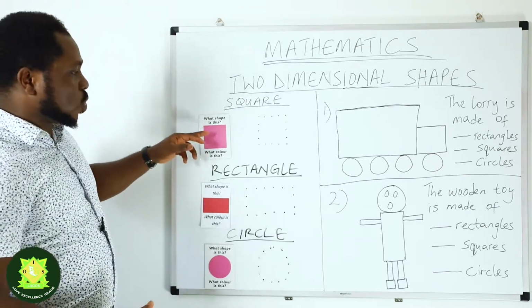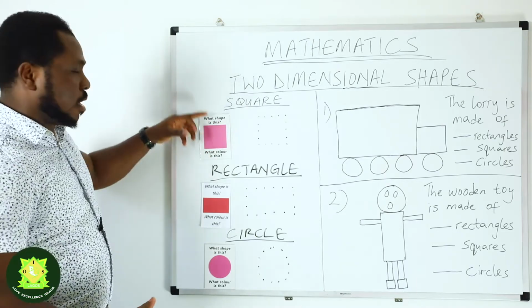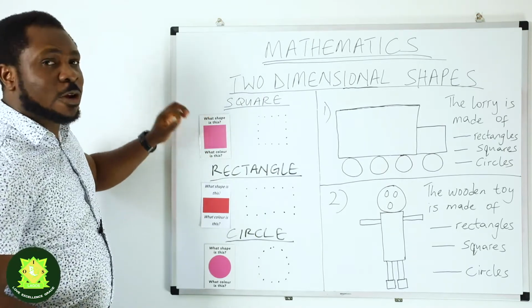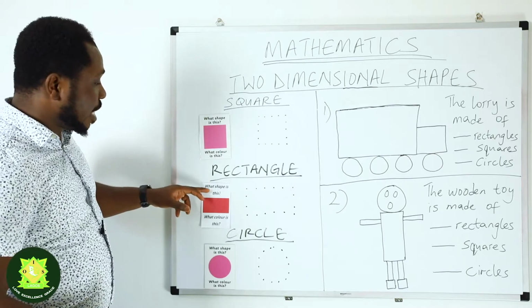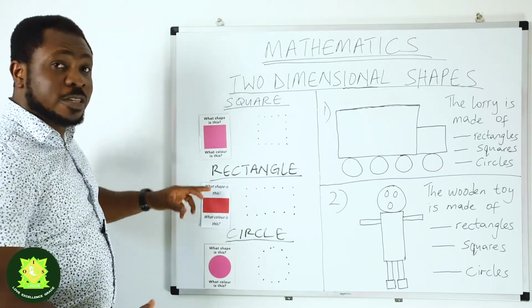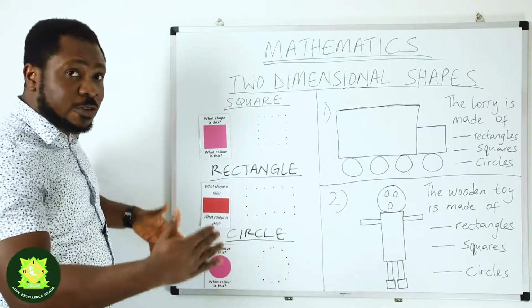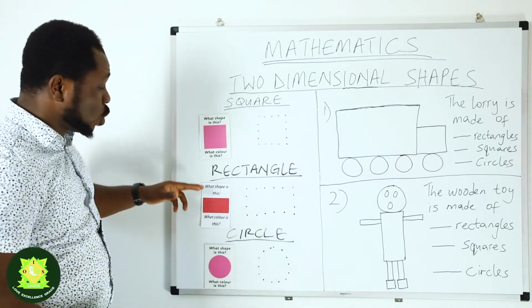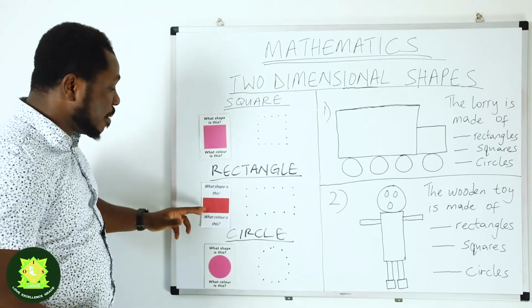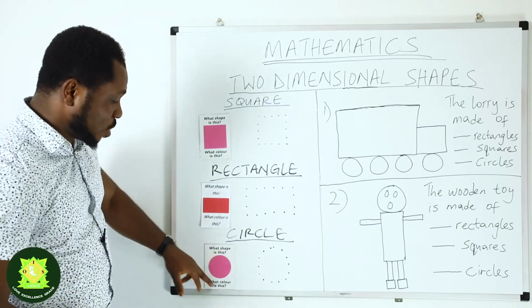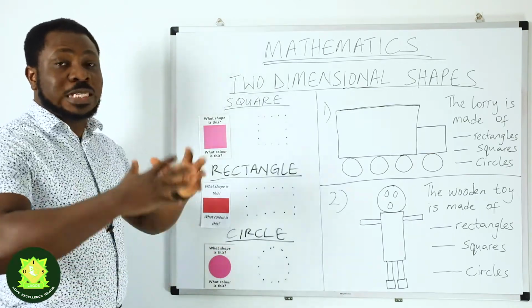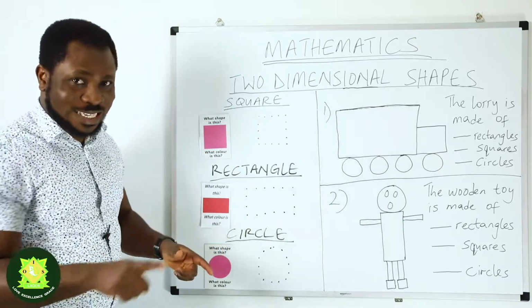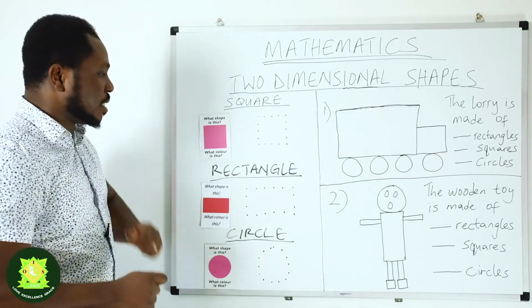So whenever you see the square, this is what the shape is like. The shape has four sides of the same length. The rectangle has two pairs of sides of the same length. Two sides are of the same length, and the other two sides are of the same length. So the rectangle has two pairs of sides of the same length, while the circle is a continuous circle. So for example, the sun is a continuous circle, and that is what the circle looks like.